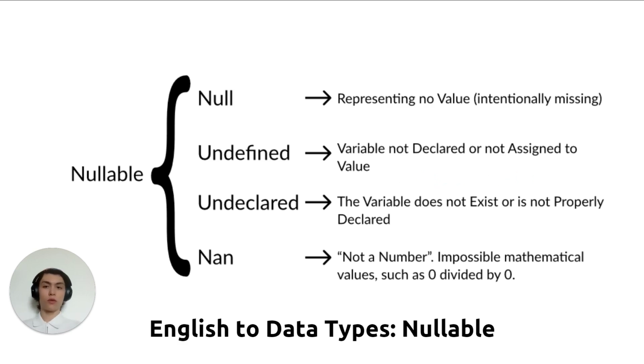There is also a fourth and slightly different type, which is nullable, so all the errors or non-existent data types. Null represents no value, meaning you have created a box, but the box is empty. Undefined or undeclared represents that you have not created the box, so you are trying to get the box, but you have not created it. Then finally, there is also not a number, which means that you are trying to do impossible mathematical operations.